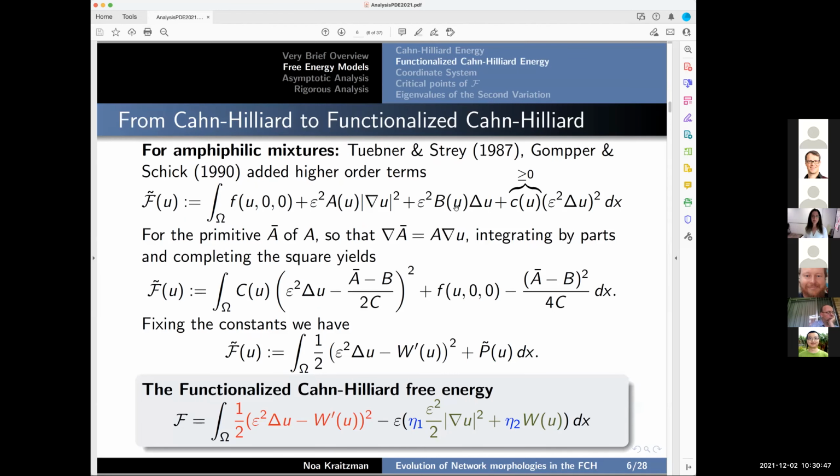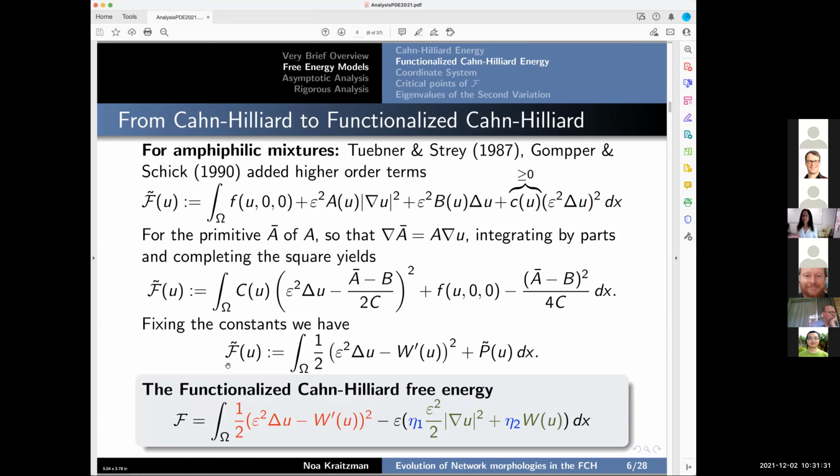It was suggested that for amphiphilic materials, we'll take the next order term in the Taylor expansion. If we do that, we see that we get a quadratic polynomial in Laplacian U. Again, we integrate by parts and then we complete the square and we get this nice form of F tilde. And F tilde is a very special form because if P tilde is equal to 0, then all we have is the square of the first variation of Cahn-Hilliard, which means that global minimizers are precisely critical points of Cahn-Hilliard.